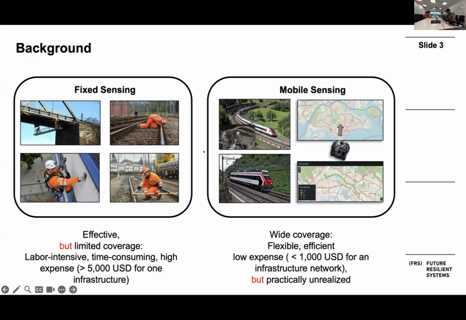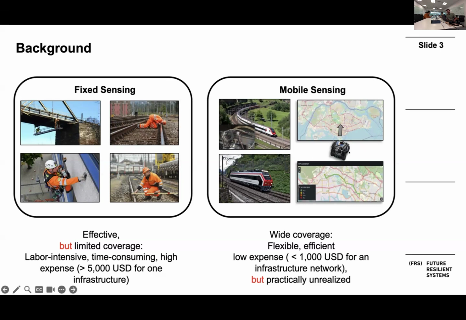To solve this problem, in our project we propose that we put the sensor on a mobile platform. This platform can be a train, which is what Hara is doing now in Zurich. It can also be a robot or a bicycle, and that is our project in Singapore. Now we only focus on using a robotic mobile sensing platform for the inspection of bridge structures.